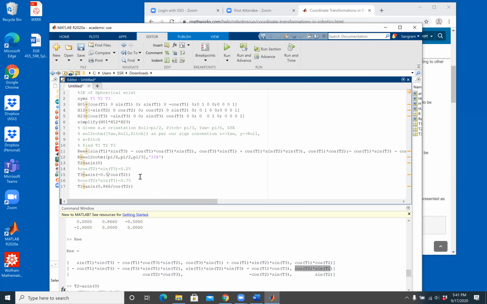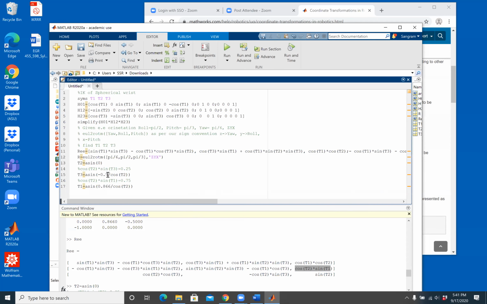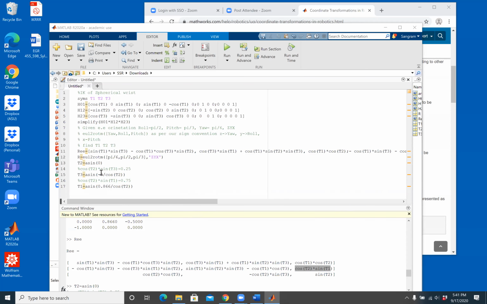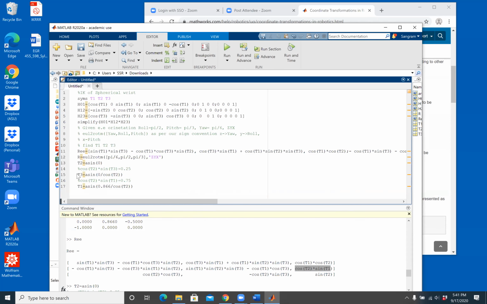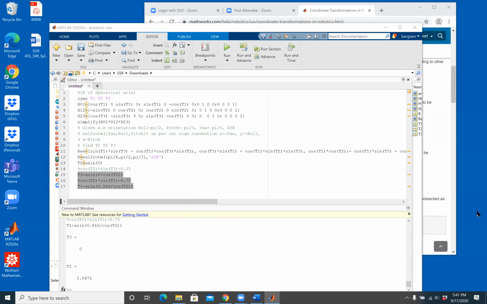Okay, so you mean, oh, it is not the equation, it's the number that I have used. Okay, yeah. All right. And T1 is okay, right? So the idea is you compare term by term and then find out the values of T1, T2, and T3. So that is how you will solve a spherical wrist.